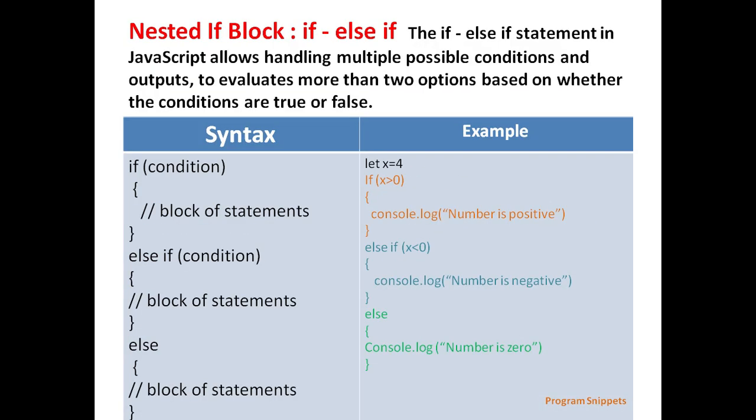Next is the nested if block. The if else if statement in JavaScript allows handling multiple possible conditions and gives the output to evaluate more than 2 options based on whether the conditions are true or false. The general syntax is if, condition, then block of statements, else if, condition, block of statements, and a default else block of statements. For example, here we assign 4 to x, and if we check x greater than 0, it will print number is positive, else if x less than 0, it will print number is negative, and else it will print number is 0. Since the first condition is true, it will print number is positive.